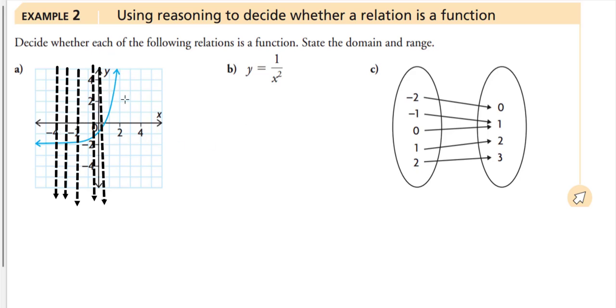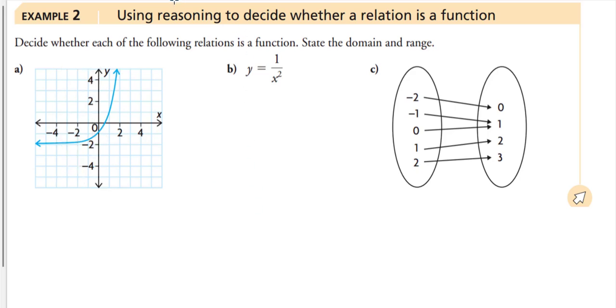So this graph, for example A, you can clearly see that the function in blue only intersects each vertical line at one point. So therefore, this passes the vertical line test. It is a function. So is it a function? Yes. Now, what about domain and range? Well, domain and range have to deal with possible x values and possible y values. For x, we're looking at our horizontal line here that stretches left and stretches right.